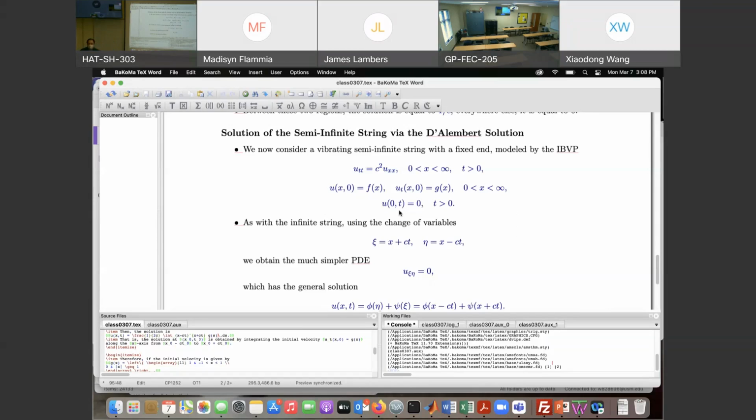So I'd like to come up with a solution formula using a similar approach to what I showed you last time. And we can start out doing exactly that.